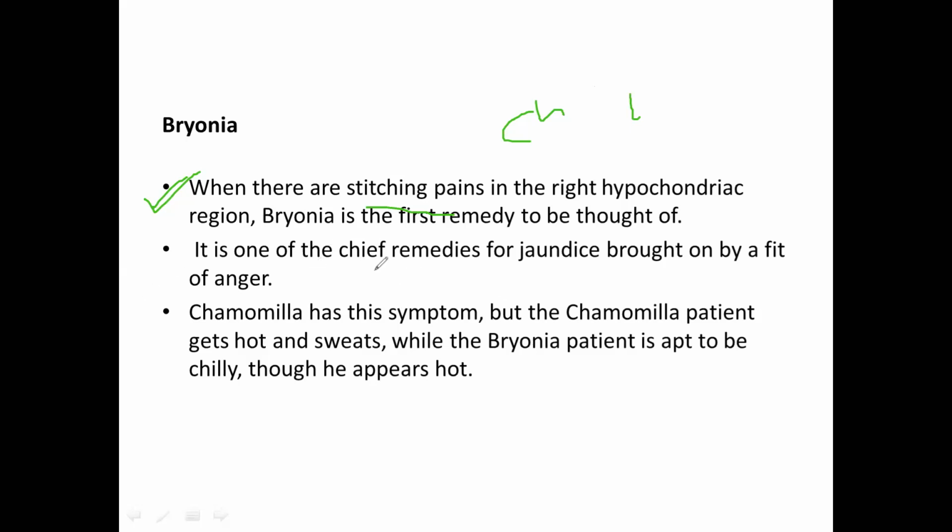Again, it is one of the chief remedies for jaundice which is brought on by a fit of anger also. Chamomilla also has this symptom, but the chamomilla patient gets hot and sweats profusely, while the bryonia patient is apt to be chilly though he appears hot. So chamomilla patients are usually hot, whereas bryonia patients are usually chilly. This is how you differentiate between these two drugs.